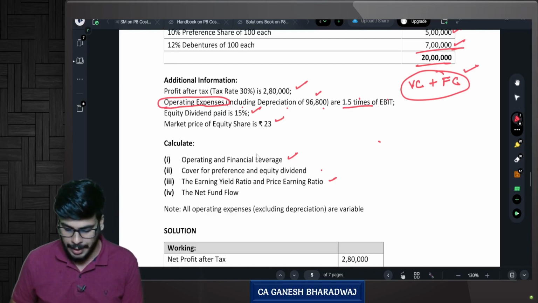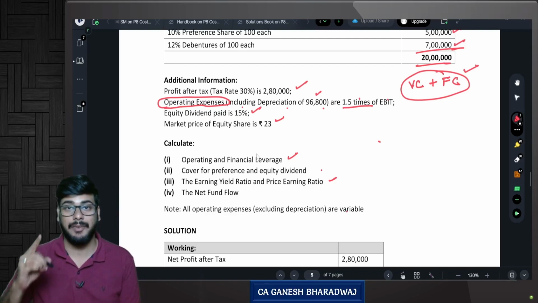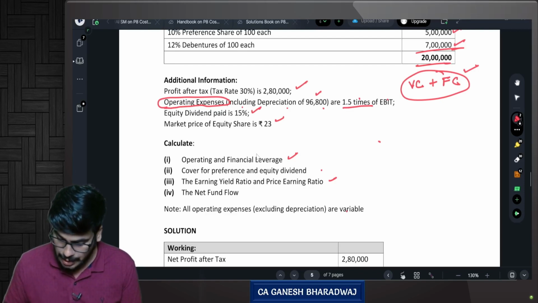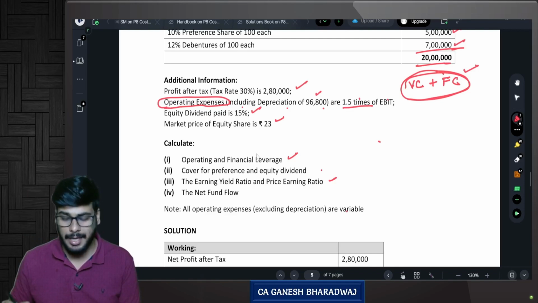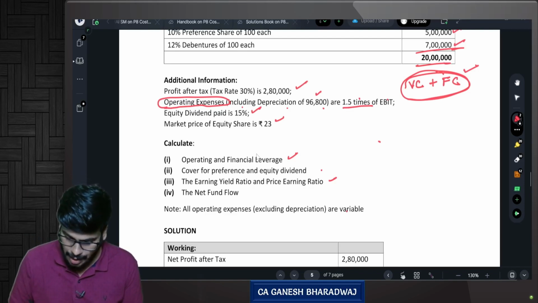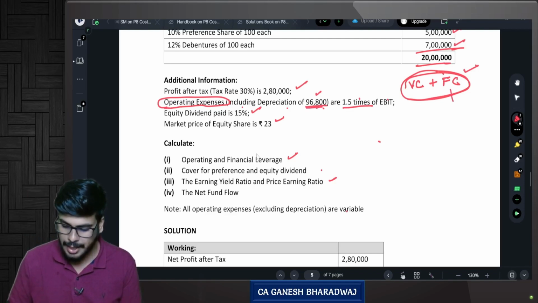Note all the operating expenses excluding depreciation are variable. So basically this overall operating expenses is 1.5 times the EBIT, correct? So out of this they are saying only this 96,800 is fixed. So whatever is the balance, it is going to be variable cost.